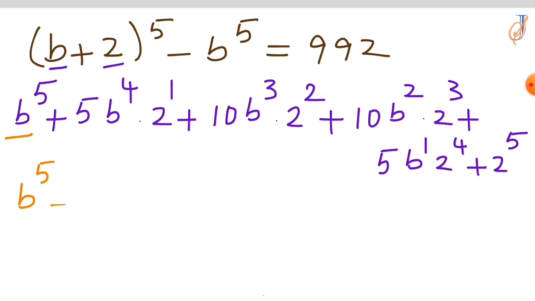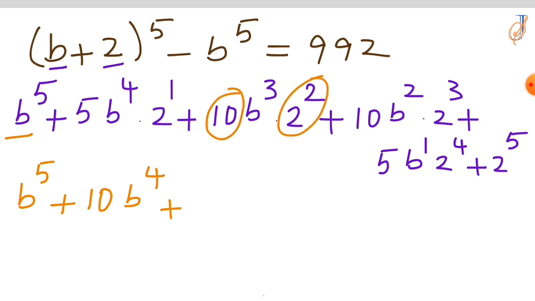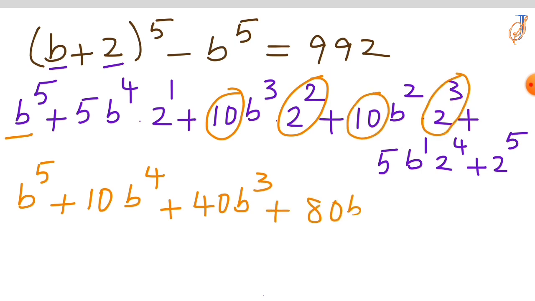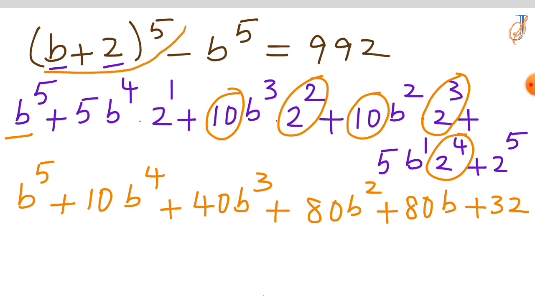b to the power 5, plus here 5 times 2 is 10 b to the power 4, plus now we have 10 times 2 to the power 2, which is 4, that is 40 times b to the power 3. Now we have 2 to the power 3 which is 8, 8 times 10 is 80 b to the power 2, plus 2 to the power 4 is 16, 16 times 5 is 80, 80 times b, plus 2 to the power 5 is 32. This is the (b plus 2) to the power 5 value.